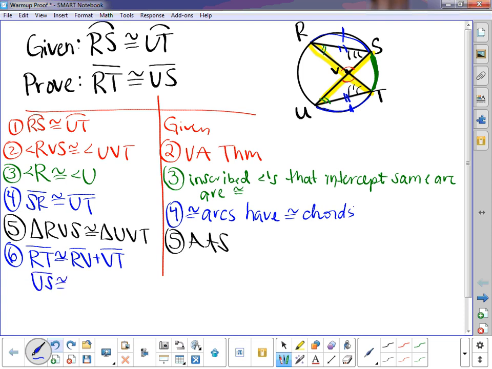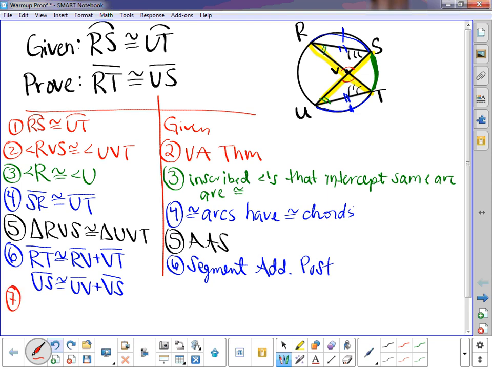US is congruent to UB plus VX. Alright, so it's segment addition postulate. And we want to get these to match perfectly so that I can say that they are congruent. So I'm going to need to replace those pieces. So we need to state that the pieces are congruent.